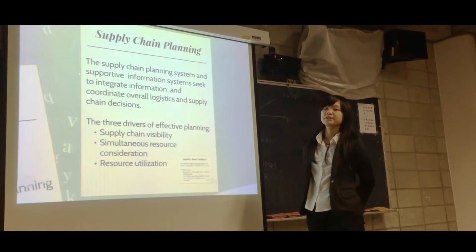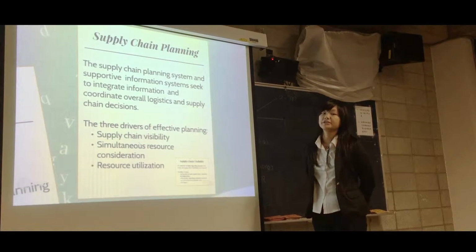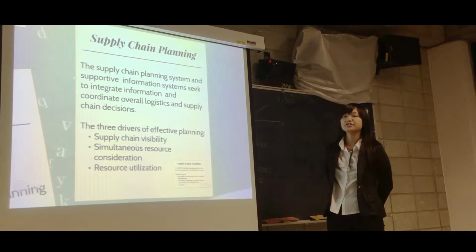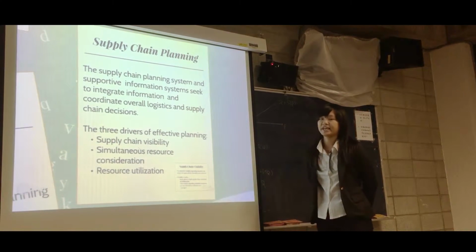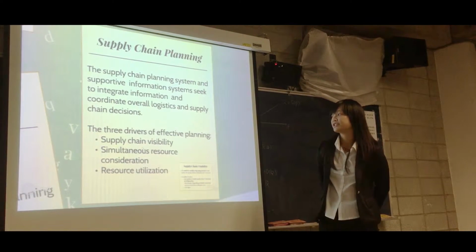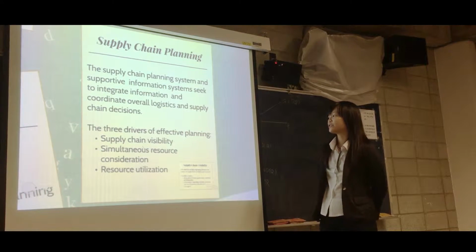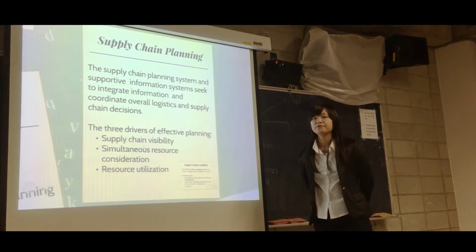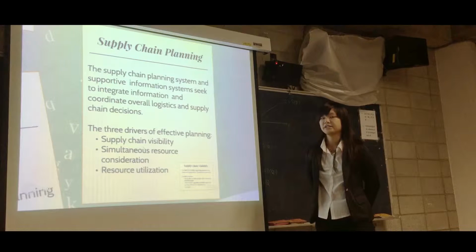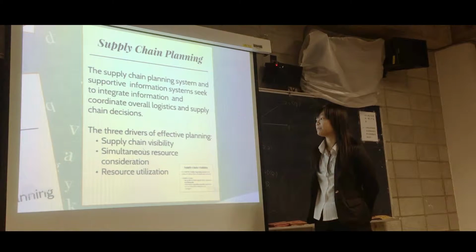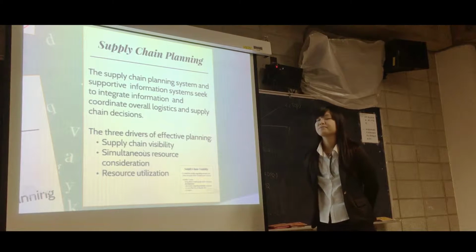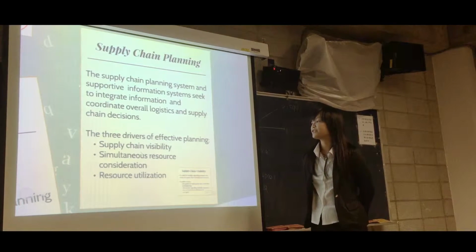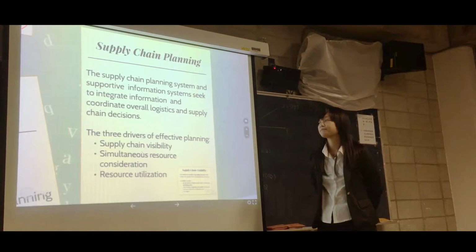The supply chain planning systems and supported information systems seek to integrate information and coordinate overall logistics and supply chain decisions. There are three drivers of effective planning. First is supply chain visibility, the second is simultaneous resource considerations, and the last one is resource utilization.